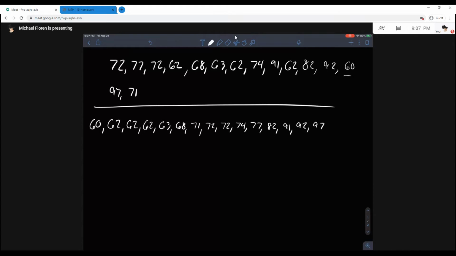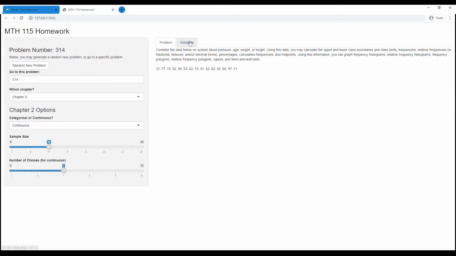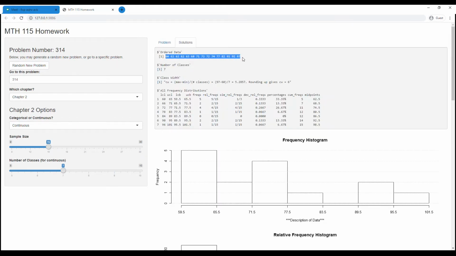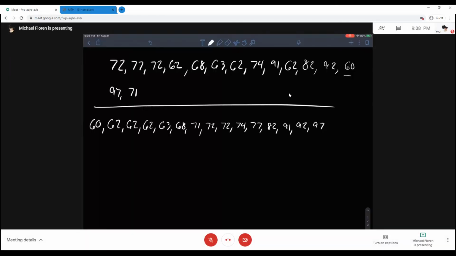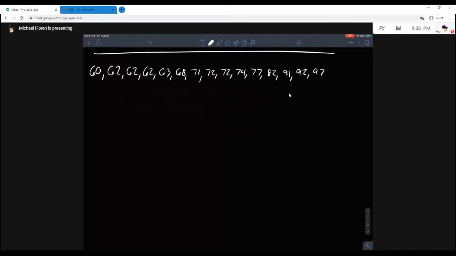Now when you're using the homework application, there's a couple of different ways that you can use it. You can either just work through everything and then go back and check your answer, or you can check while you're working. I tend to like to check while I'm working just to make sure I don't do too much work when actually I was wrong, because that kind of sucks. So maybe what I'll do is I'll go on and click over to my homework app and look at the ordered data and make sure the ordered data matches what I have: 60, 62, 62, 62, 63, etc. So you can pause this and look at this and make sure it matches. And I think it does match what I have in here.